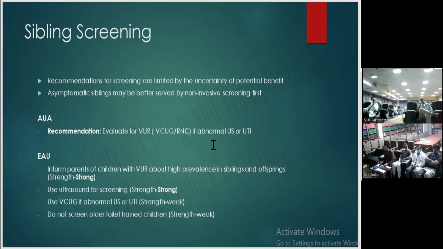American Urological Association recommendations: evaluate for VUR with a voiding cystourethrogram or radionuclide cystogram if abnormal ultrasound or UTI. European Urological Association: inform parents of children with VUR about the high prevalence in siblings and offspring, strong strength. Use ultrasound for screening, strong strength. Use of voiding cystourethrogram if abnormal ultrasound or UTI, weak strength. Do not screen older toilet-trained children, weak strength.